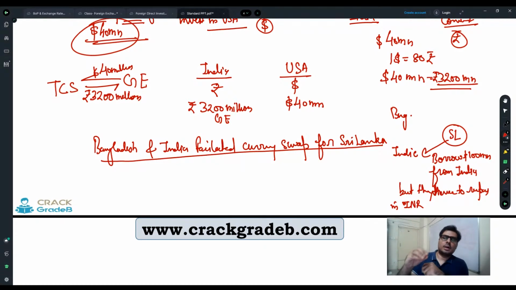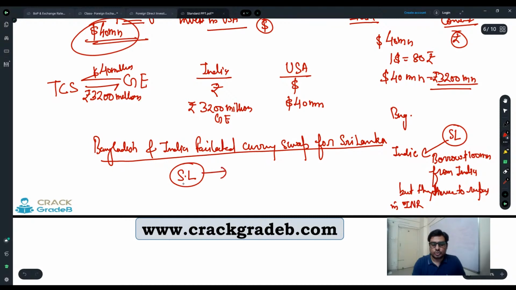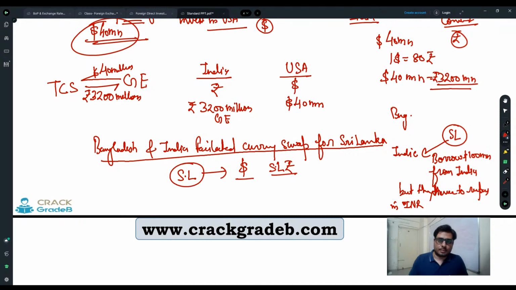With that money, Sri Lanka can fulfill whatever their essential import needs are, right? And at the time of repayment, they can repay in what? They can repay in rupees. Now, why? Because sometimes, for example, right now with Sri Lanka, what is happening? Dollar and Sri Lankan rupee, SL rupee. So what is SL rupee? That is the Sri Lankan rupee. So the exchange rate is extreme.